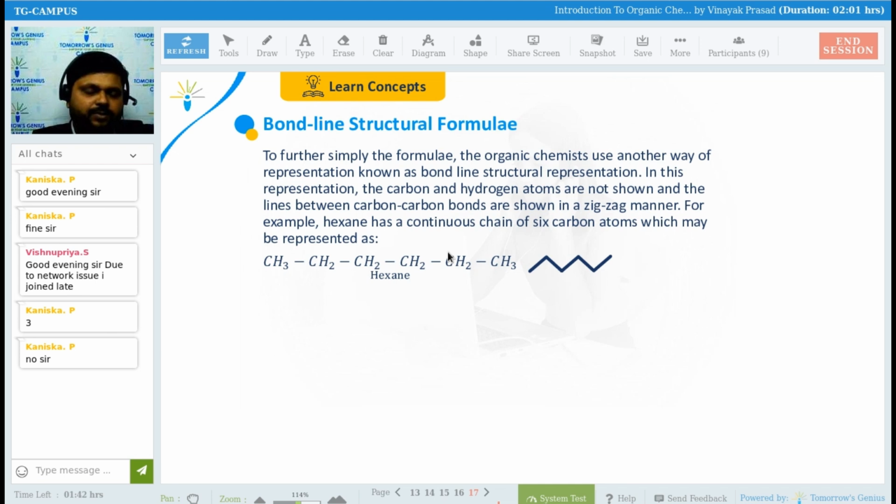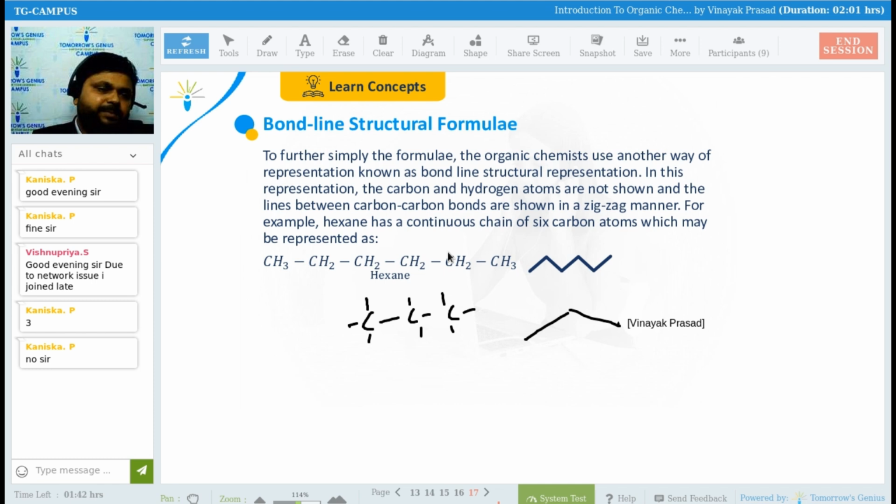No? We are going to see about the bond line notation. What is the meaning of this bond line notation? Let's suppose we are having carbon, carbon, carbon, and these are hydrogen, hydrogen, and hydrogen. So we can simply write 1, 2, and 3. This will represent propane.